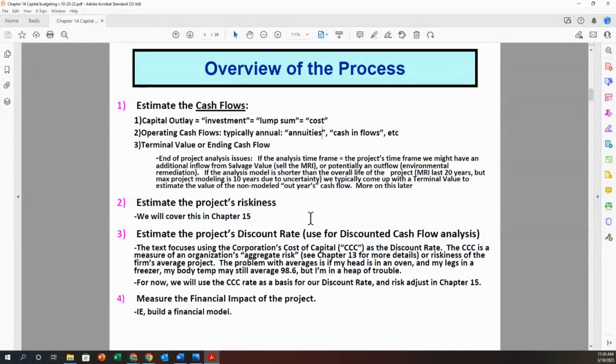So for now, we're going to use the cost of capital as the basis for our discount rate, and we're going to talk more about that in Chapter 15. And then number 4 is we measure the financial impact of the project, i.e. we build a financial model.